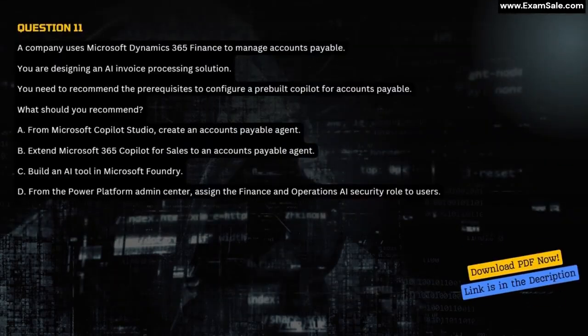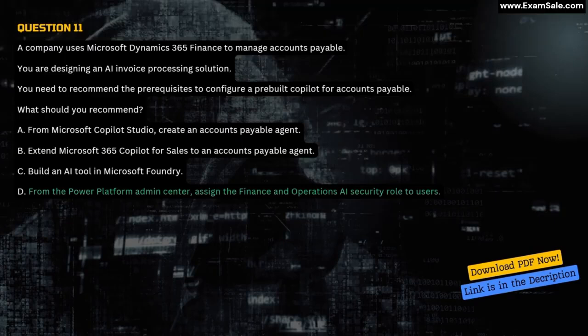Question 11. A company uses Microsoft Dynamics 365 Finance to manage accounts payable. You are designing an AI invoice processing solution. You need to recommend the prerequisites to configure a pre-built Copilot for accounts payable. What should you recommend? A. From Microsoft Copilot Studio, create an accounts payable agent. B. Extend Microsoft 365 Copilot for sales to an accounts payable agent. C. Build an AI tool in Microsoft Foundry. D. From the Power Platform Admin Center, assign the Finance and Operations AI security role to users.